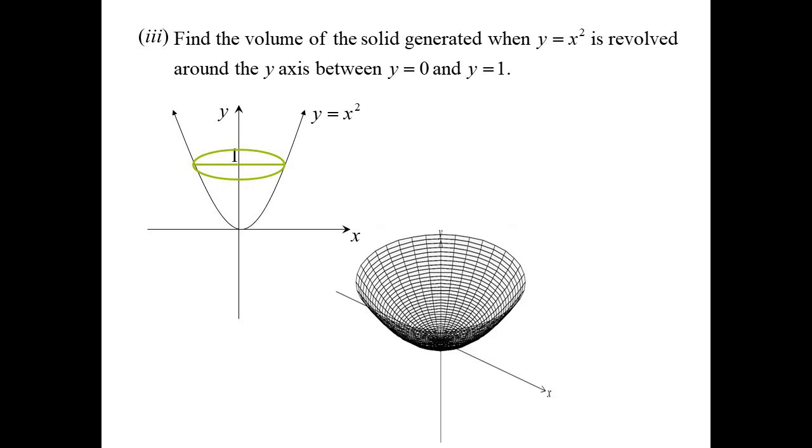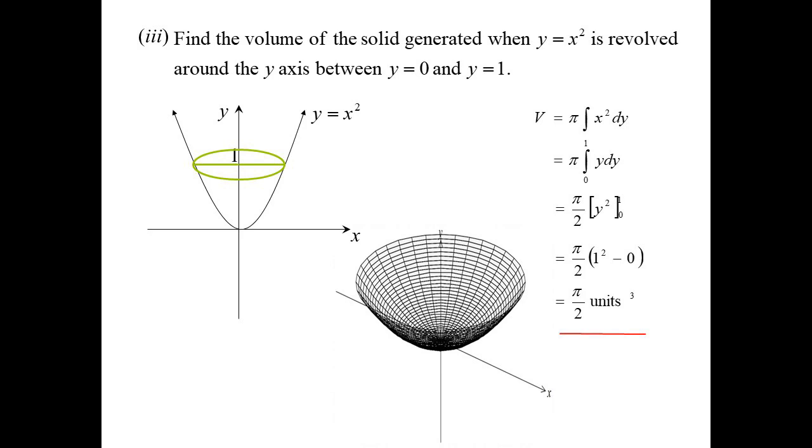Yes, it's a paraboloid. Pi times the integral, this time it's x squared to y, because we're going around the y-axis. X squared is y, so we're going to integrate y with respect to y, because we're going around the y-axis. 0 to 1, substitute in, and there is our answer. Units cubed, of course, because we're talking about a volume. So pi on 2 units cubed.